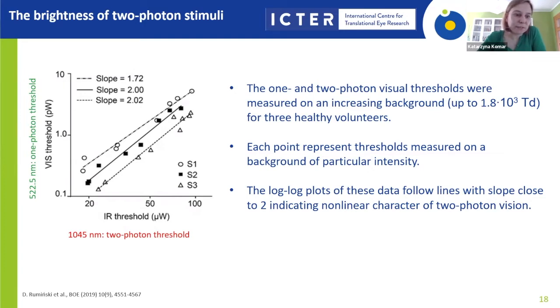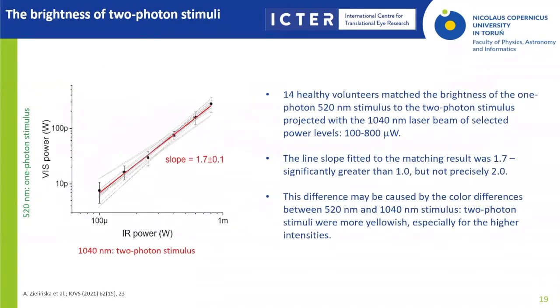One was performed in Cleveland by Daniel. The 1 and 2 photon visual thresholds were measured on the same background, but the backgrounds increased. So these thresholds were measured on dark background, and these thresholds were measured on light background. The lightest was 1.8 times 1000 Troland, and it was done for 3 healthy volunteers. Each point represents thresholds measured on a different background of particular intensity. And when we plot this on this log-log scale and fit the line, we found that the slope of this line is very close to 2, which confirms this nonlinear character of 2 photon vision.